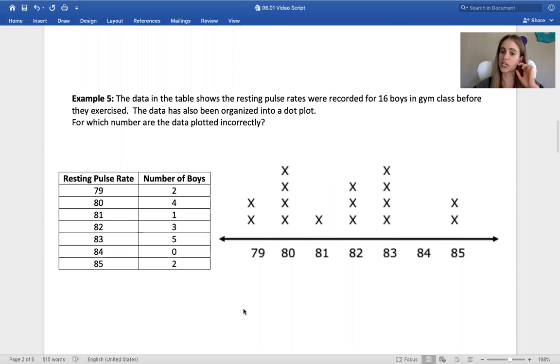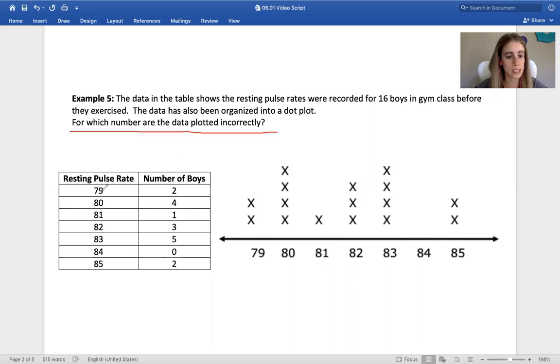So here I've already created the dot plot for you. The data in the table shows the resting pulse rates were recorded for 16 boys in gym class before they exercised. The data has also been organized into a dot plot. For which number are the data plotted incorrectly? So here I have my question. Well, this time, instead of a list of numbers, they provided a frequency table, but they also organized it in a dot plot. So I need to compare and see which one was done wrong.